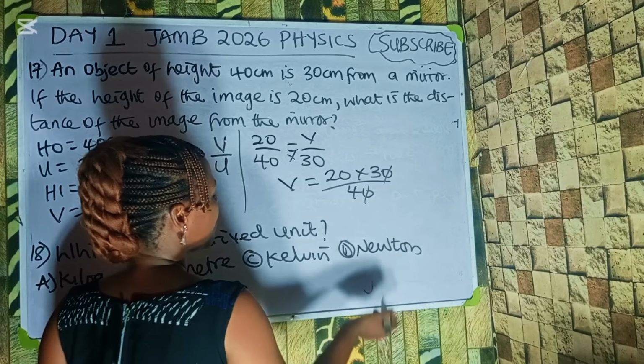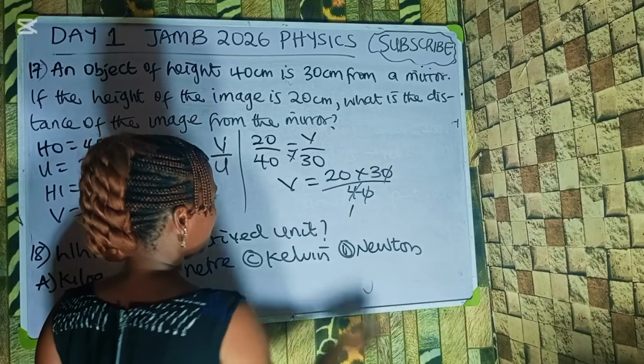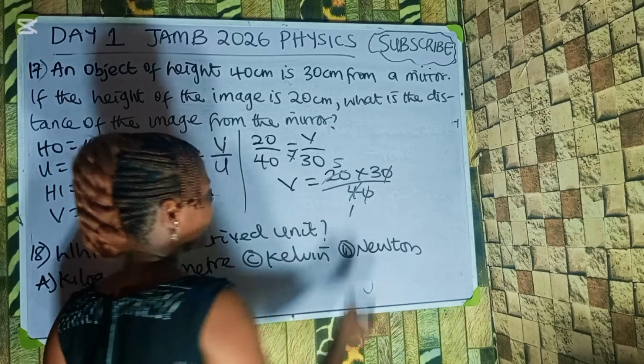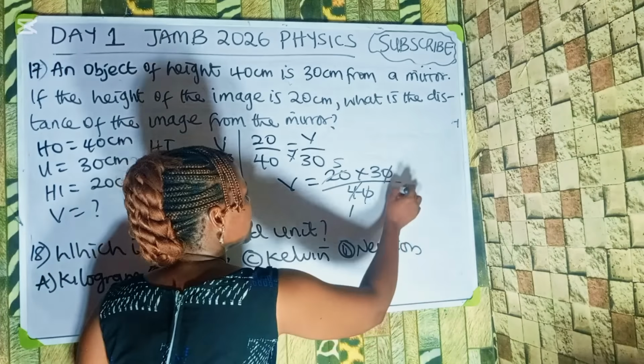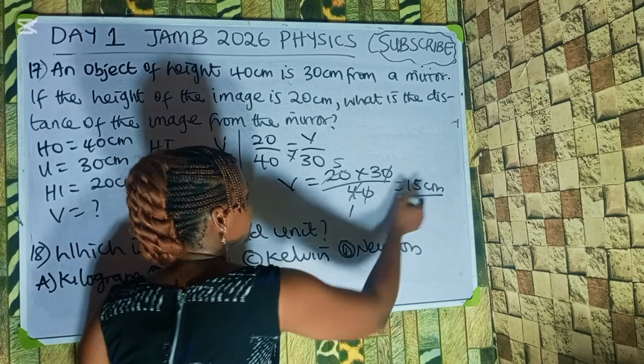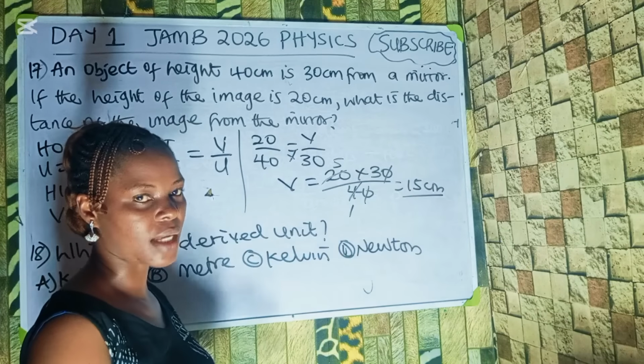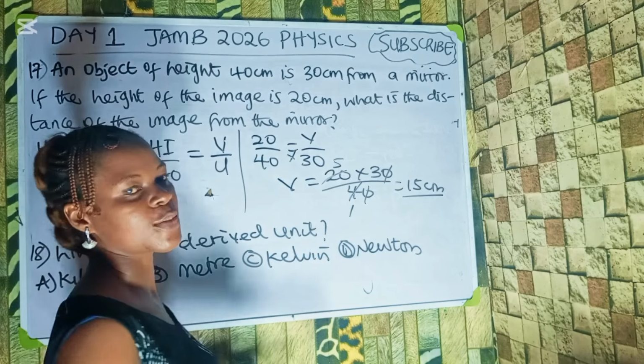So this cancels this, right? 4 into itself is 1. 4 into 20, I have 5. So 3 times 5 is going to give me 15. So the image distance is 15 centimeters. I hope that is clear. Let's go to the next one.